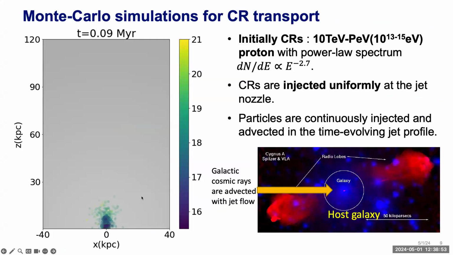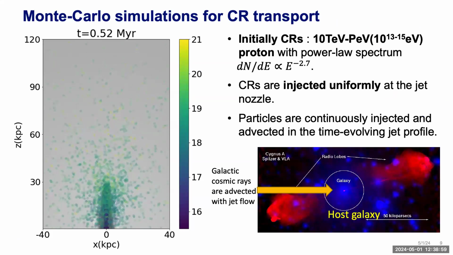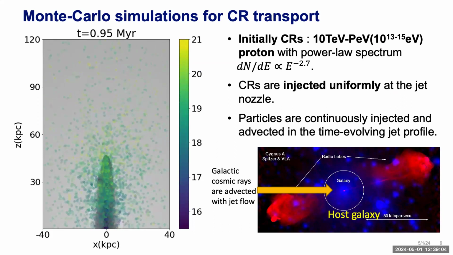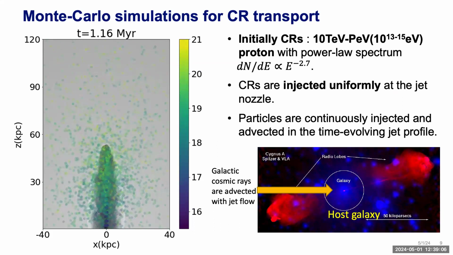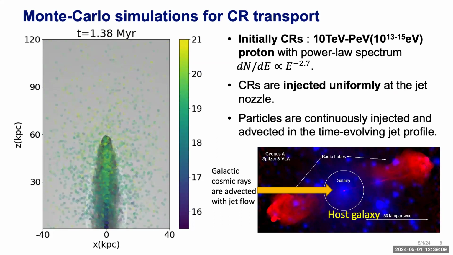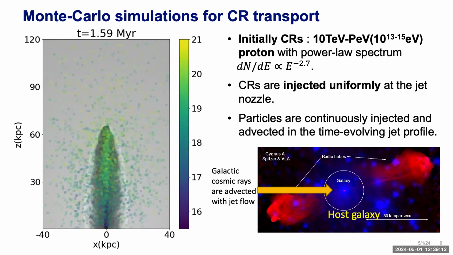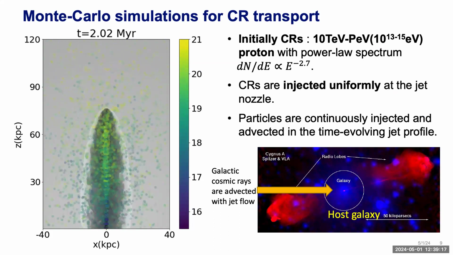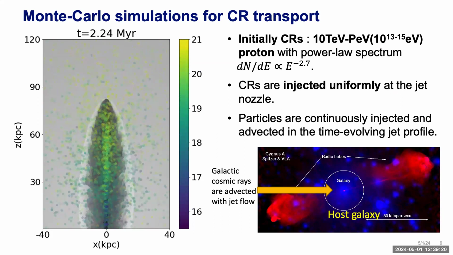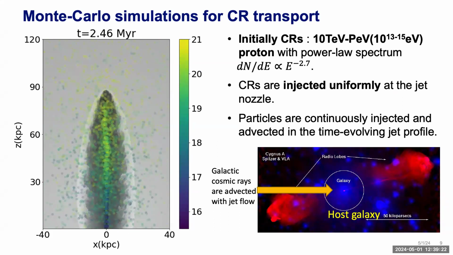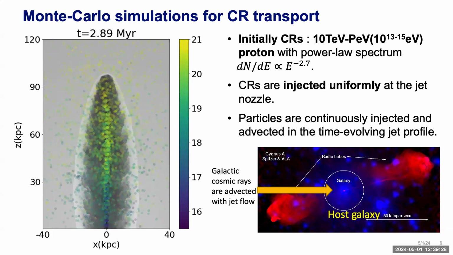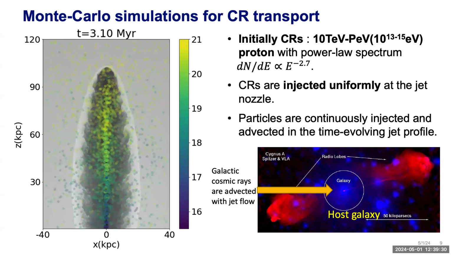And we directly put in the particles and see the acceleration process. So here is the concept of this simulation. Here is the radio galaxy, and inside the circle is the host galaxy. And inside the host galaxy, there are numerous supernova remnant shells, so they generate galactic cosmic rays. And these galactic cosmic rays can interact with the jet flow, and they can be accelerated. Actually, that is re-acceleration.